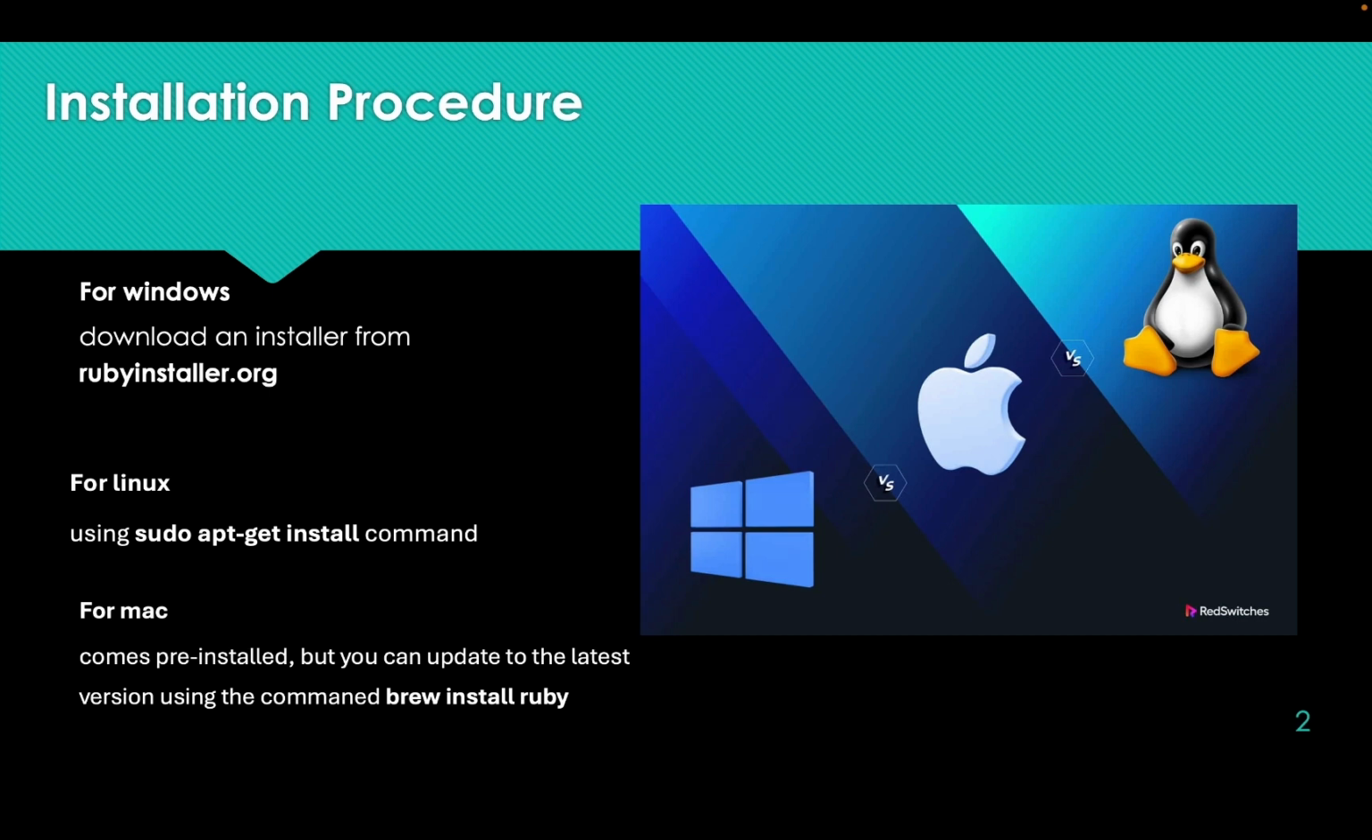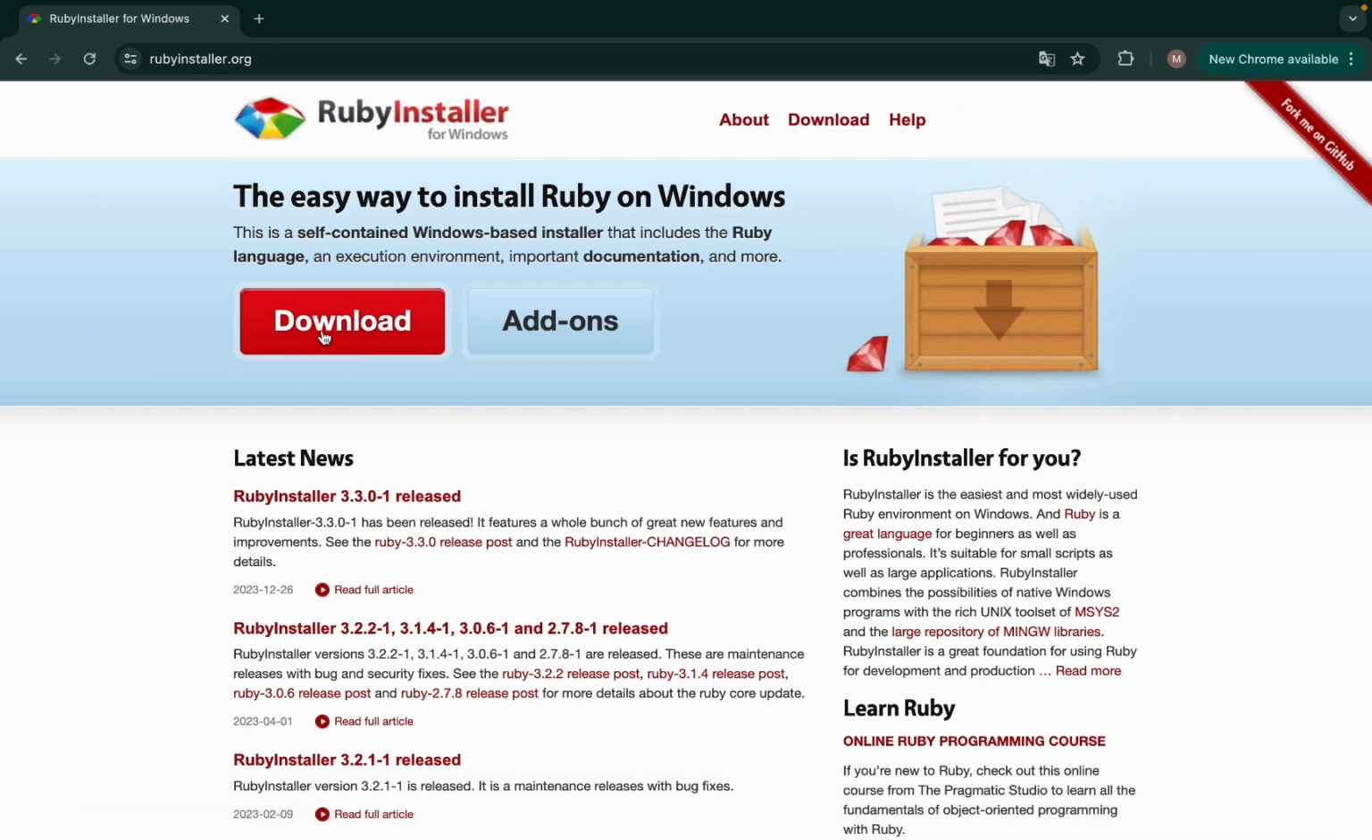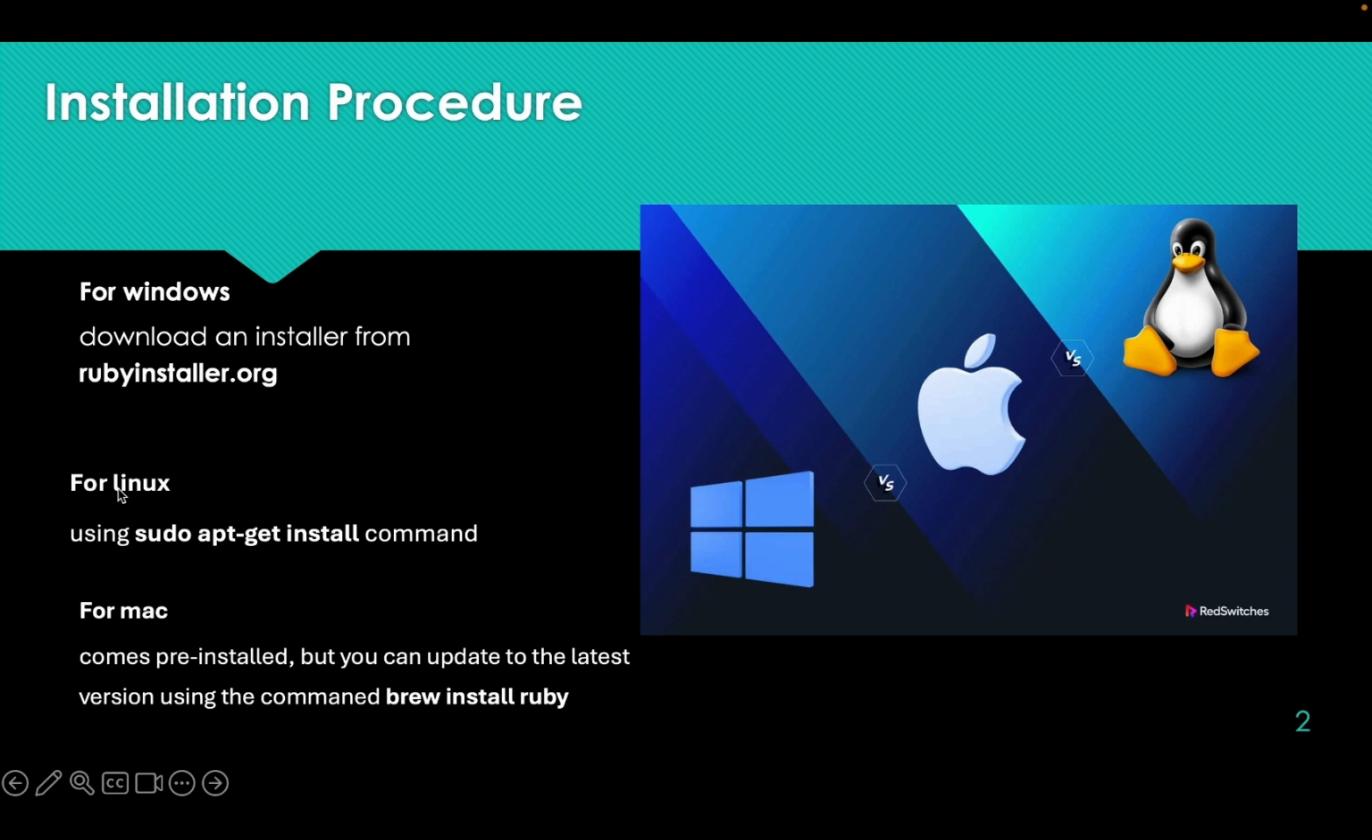Now, let us move to the installation procedure. For Windows, you can just head to rubyinstaller.org and you will find the download button over here. You can just click it and it will start automatically downloading. For Linux, you can use the command sudo apt get install and it will install the Ruby language. For macOS, it comes pre-installed, but you can update it to the latest version using the command brew install Ruby.